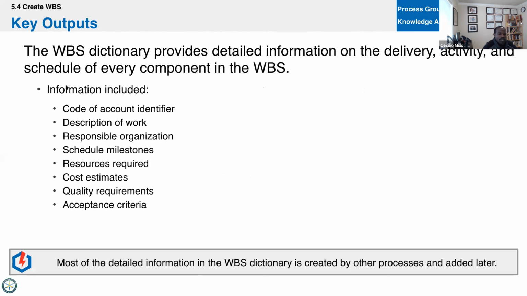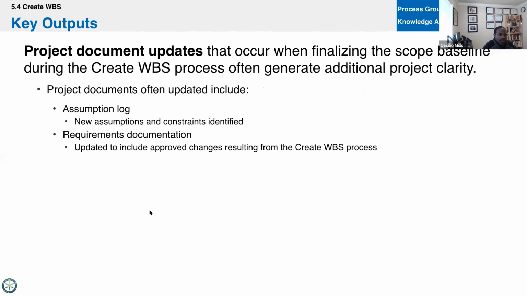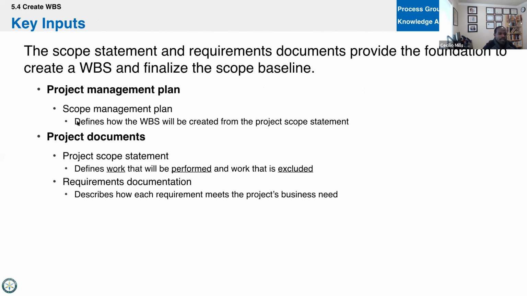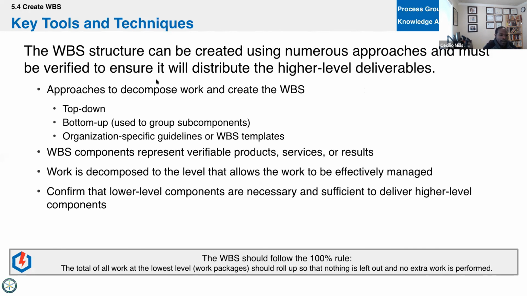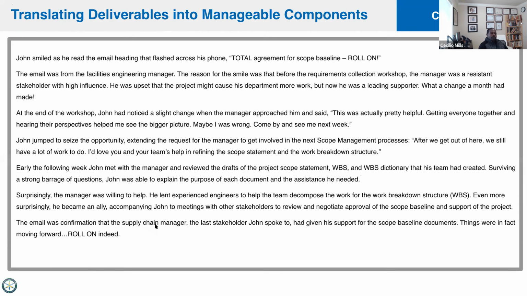All right, so that's your WBS dictionary. It'll have all this information. You may update some documents. We talked about inputs. Here's what it looks like. All right, we have different approaches to doing this. 100% rule, and now let's get into the case study.